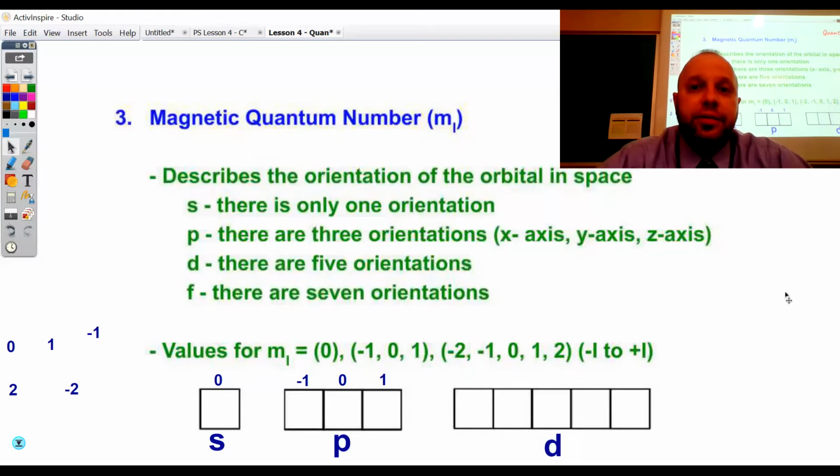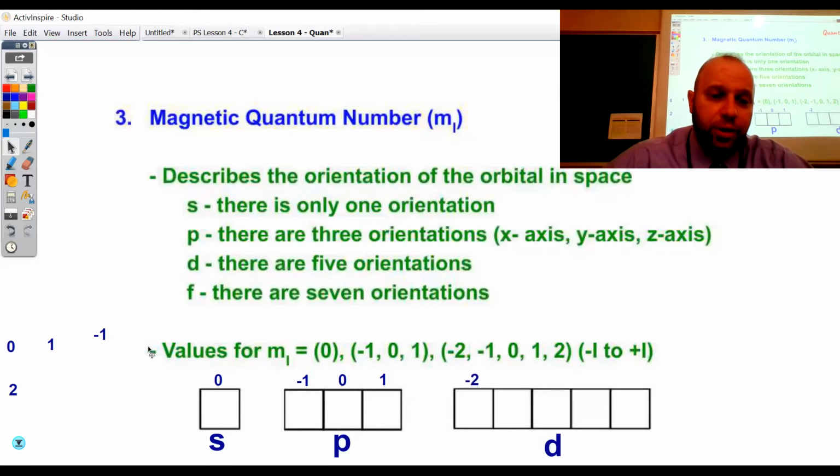And finally, when we look at the D sublevel, we have 5 different orbitals. So for the box on the left, we're going to call that -2. For the box next to that, we're going to call that -1. For the box in the center, we're going to call that 0. And then to the right of center, we're going to call that 1. And all the way to the right, we're going to call that 2.